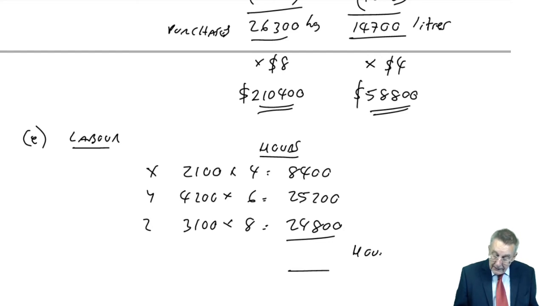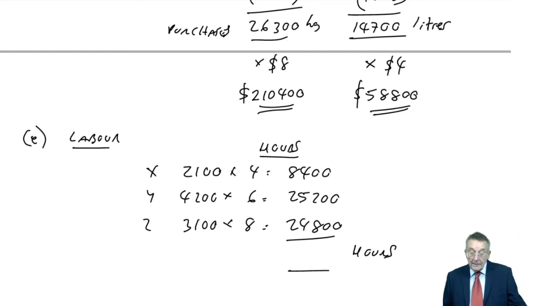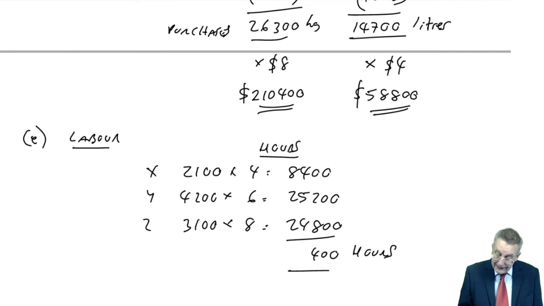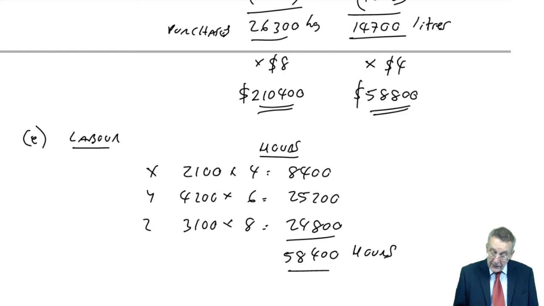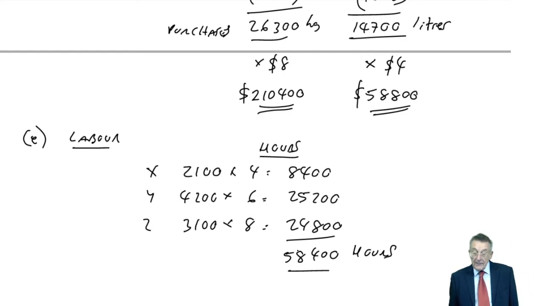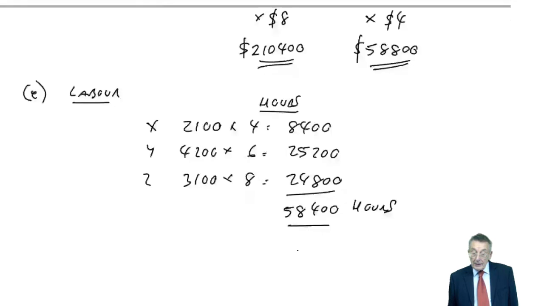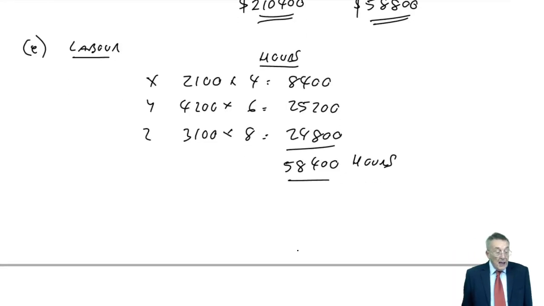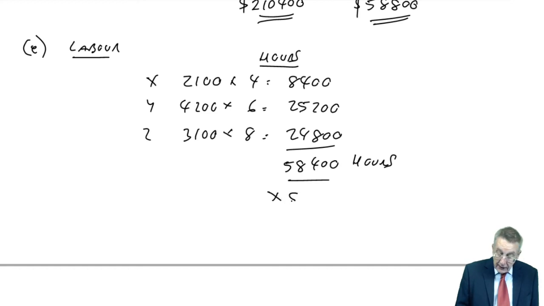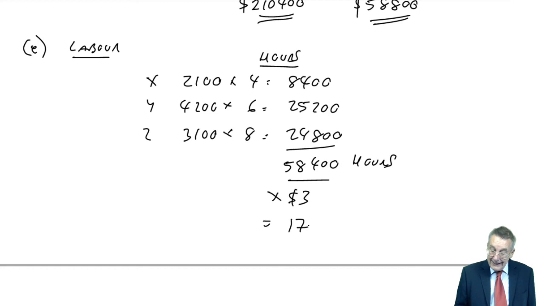In hours, we're going to need 58,400 hours, I think. Yep. And finally, the value as well, what's in dollars. So at $3 per hour, 175,200.